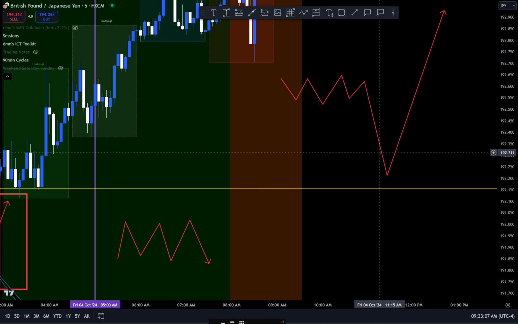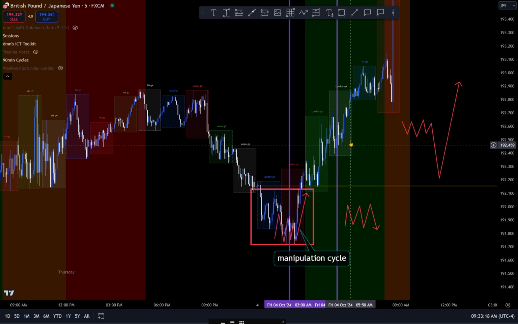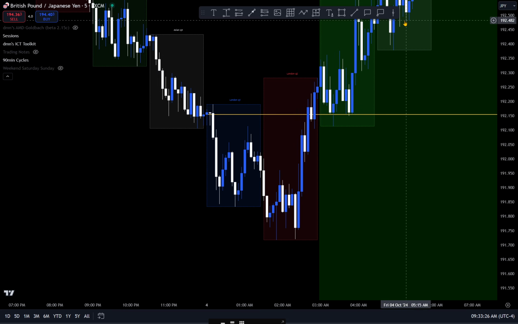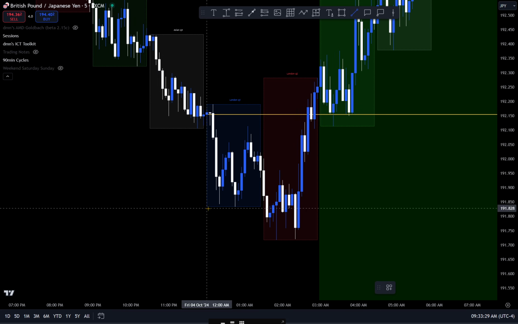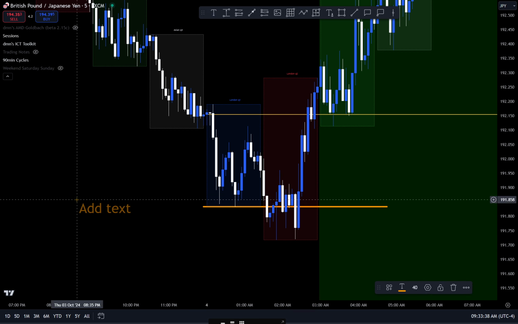Could you get in at the end, for example, of manipulation, if you saw that there was a very obvious manipulation and liquidity taken? What do you mean? Like, for example, suppose that in this manipulation process in London, we get the lowest low before the move up. Or even the next one, the equal lows there. It's very obvious, because you know that the market should go up. Could you get in there, or is there still too much risk?